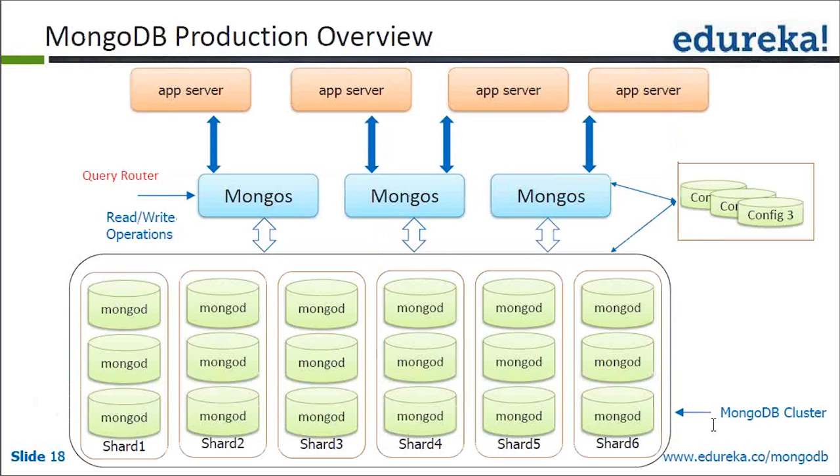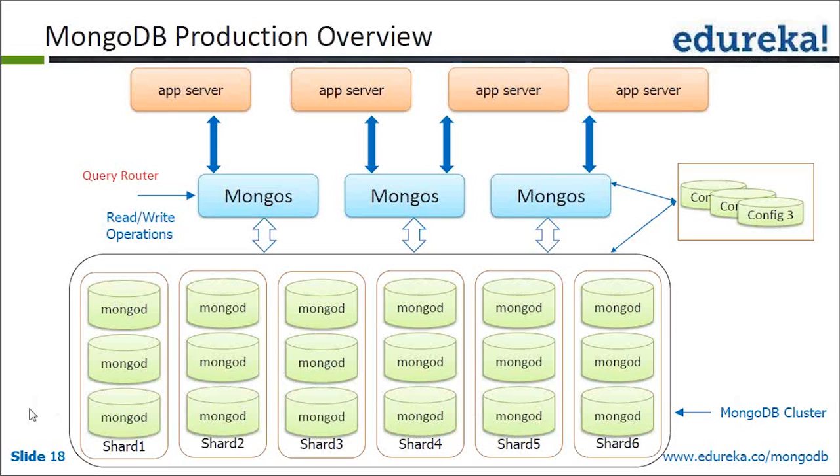This picture gives you some idea about how the deployment is done in case of MongoDB. All these boxes are called shards: shard 1, shard 2. These are nothing but the nodes which have the actual data. The data is getting distributed across shard 1, shard 2, till shard 6. This is called the MongoDB cluster.